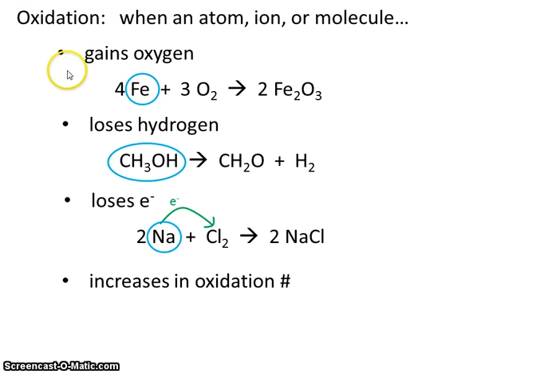And lastly, if an atom, ion, or molecule increases in oxidation number. Here's our reaction. Now we haven't learned about oxidation numbers yet, but we will. The oxidation number on the left for carbon is 0, for sulfur it's 0, and on the right it's -2 for sulfur and +4 for carbon. So we can see that carbon has gone from 0 to +4. So it has experienced an increase in oxidation number. Consequently, carbon has been oxidized.